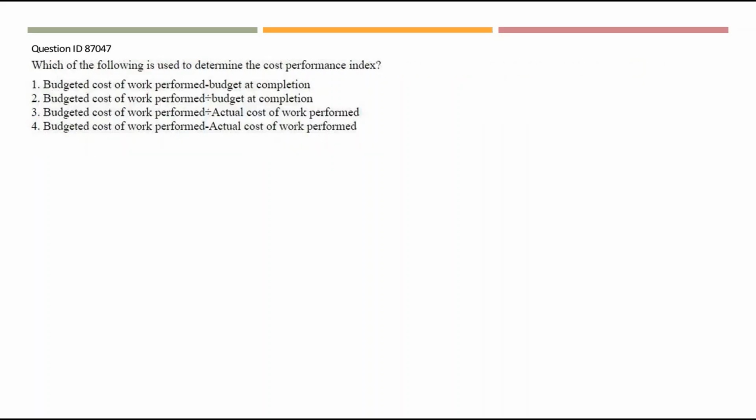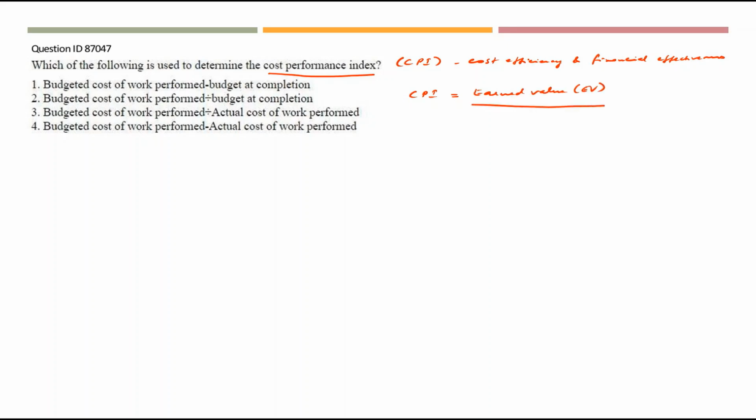Next question. Which of the following is used to determine the cost performance index? In short, we can call it as CPI. So what is cost performance index? It's a method to calculate cost efficiency and financial effectiveness of specific formula. So CPI is given by the formula earned value divided by actual cost.